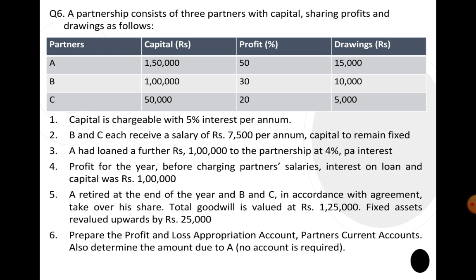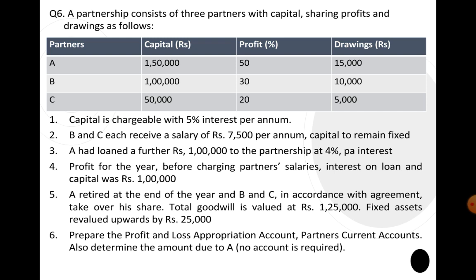And then point number 2, B and C each receive a salary of 7,500 per annum. And the salary is paid by the firm. If it's paid by the firm, then it's going to go out of the income of the firm, isn't it? So it is going to affect the profit and loss appropriation account. At the same time, the people who are receiving it are the partners, so it should also affect the partner's current account.